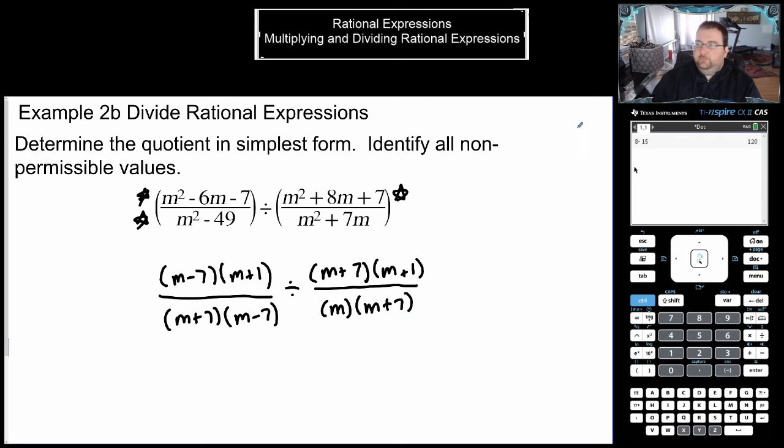Now we're going to start with our non-permissible value list. And remember, it's not done yet, right? So I'm just going to say non-permissible values, NPVs. And so far we have m cannot equal 7. Wow, what happened?